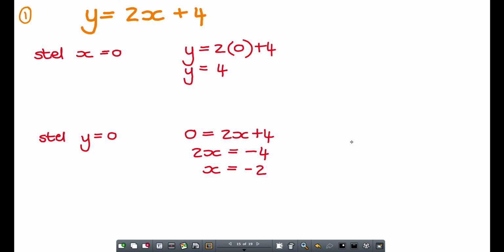Okay, so let's go and draw that graph. So, first things first, draw your axis and name your axis. Okay, so pyltjie, dis my y-as. Pyltjie, dis my x-as. Jy moet jou asse benoem. Okay, you've got to name your axis. Right, now we know this graph is going to cut through where y is 4. Okay, so kom ons gaan maak 1, 2, 3, 4.